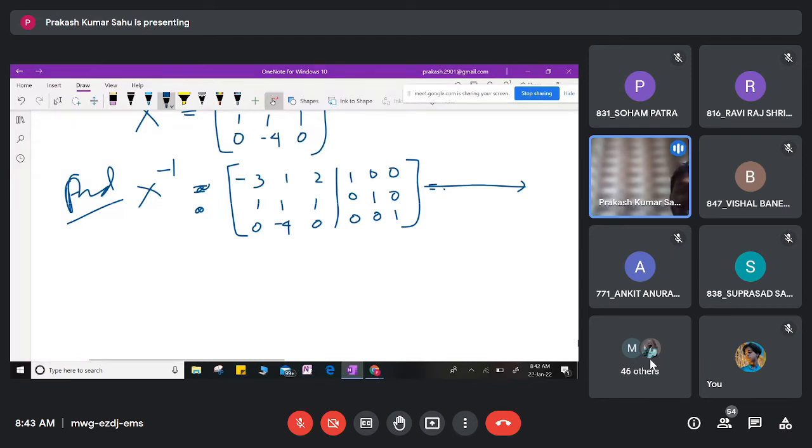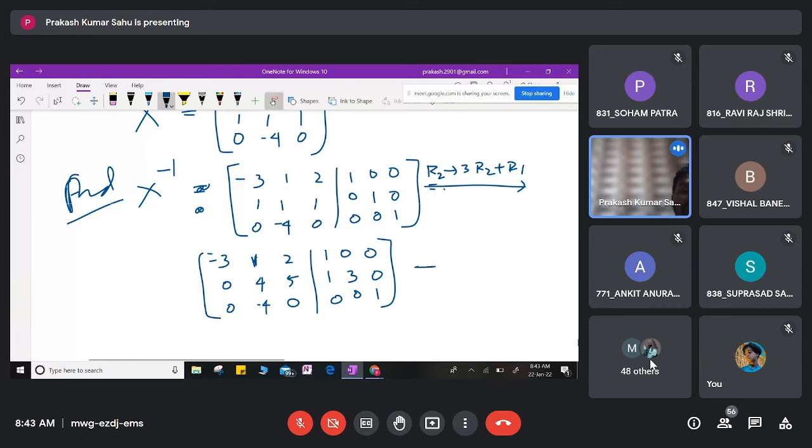करो. This R2 is replaced by 3R2 plus R1, एंड यहाँ पे होगा 0 तो ऑलरेडी है, तो ये हो जाएगा तुम्हारा -3 1 2, this is 1 0 0, ये हो जाएगा तुम्हारा 0, ये 3 + 1 4, ये 3 + 2 5, ये 0 + 1 1, this is 3, this will be 0, and third row will be -4 0 0 0 1.